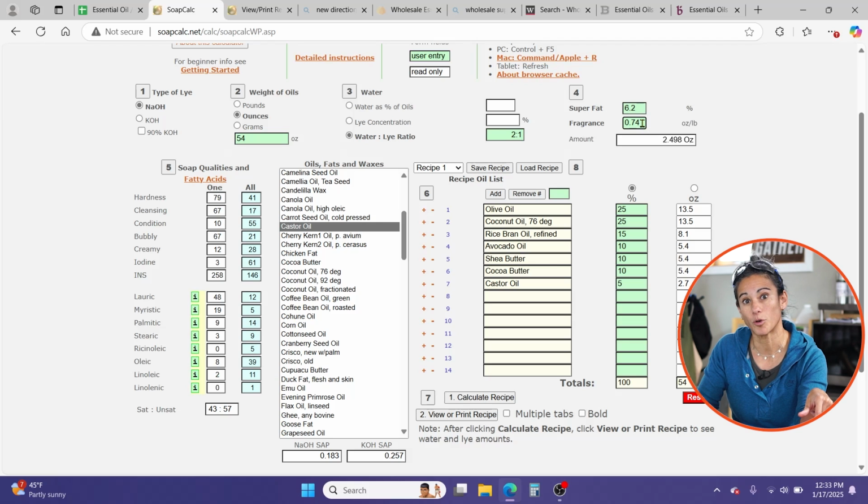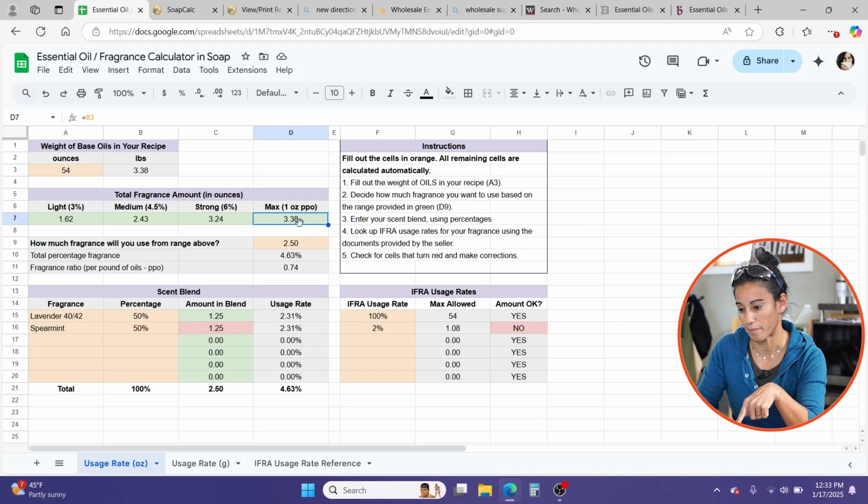And so that was 0.74. Now, when I'm making soap, I use 1 ounce per pound of oils. And that's what this is right here. The max is 1 ounce per pound of oils, which comes out to 6.25%. So I would say that's the maximum usage rate that you want to use in your soap. And that's what we use. We do use the max amount in our soaps, which is why they smell so strong.